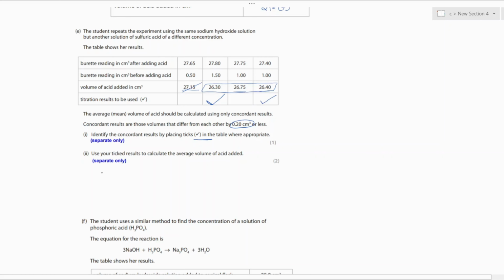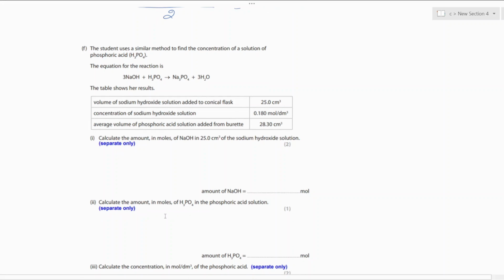Okay, so let's take the mean. How to take the mean? When we add them, exactly. So our answer would be 26.35. Okay. Okay, let's move to the calculation part now.